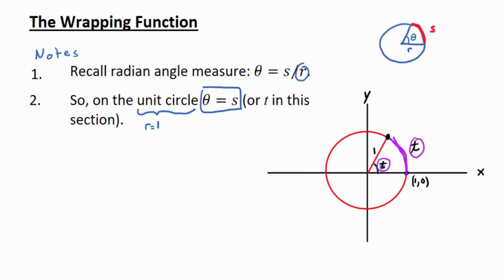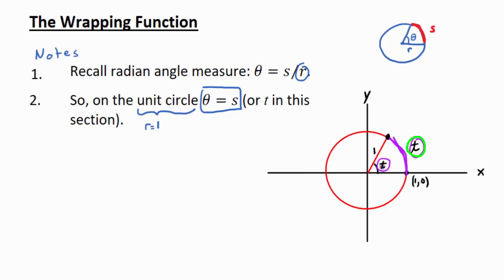So what's the big idea? When we start taking sines and cosines, we don't have to think of this angle as an angle measure. If we take the sine of t, for instance, we don't have to think of it as an angle t. We can think of it as a length measurement t.